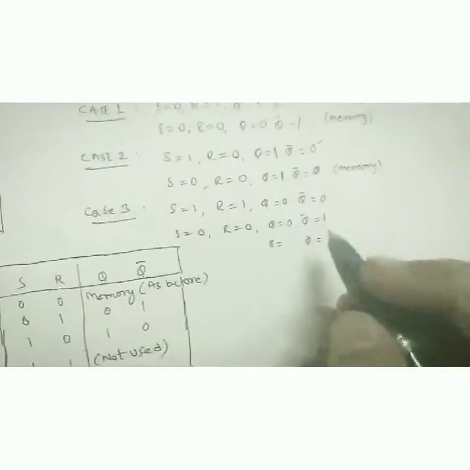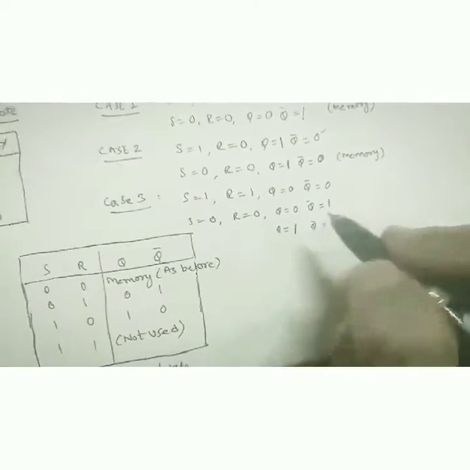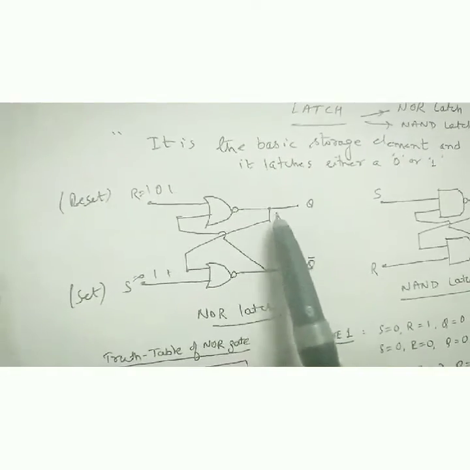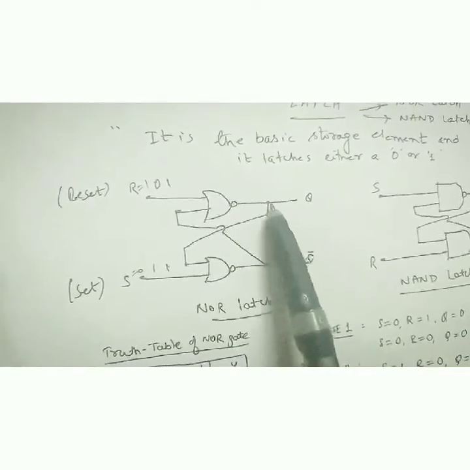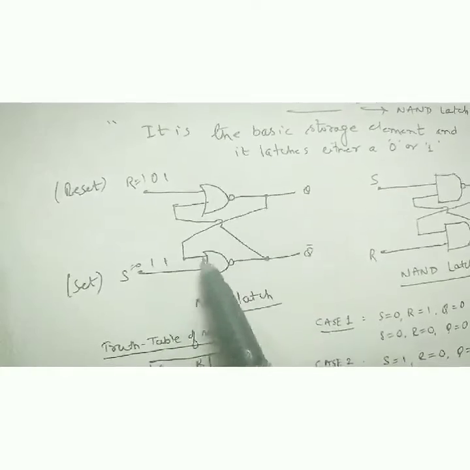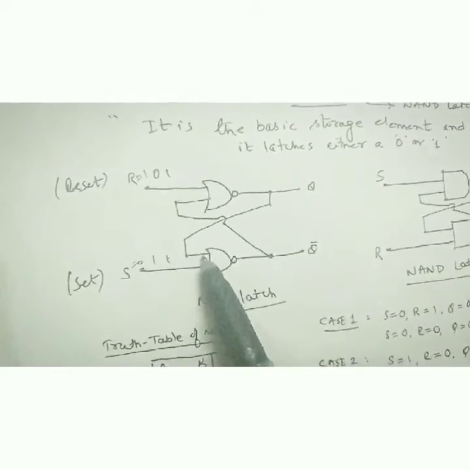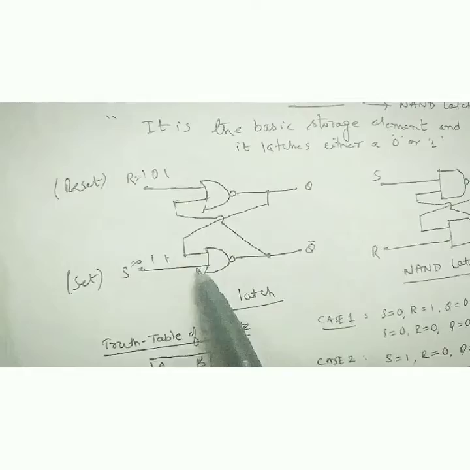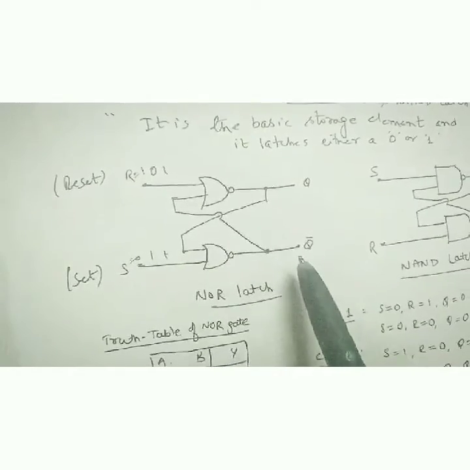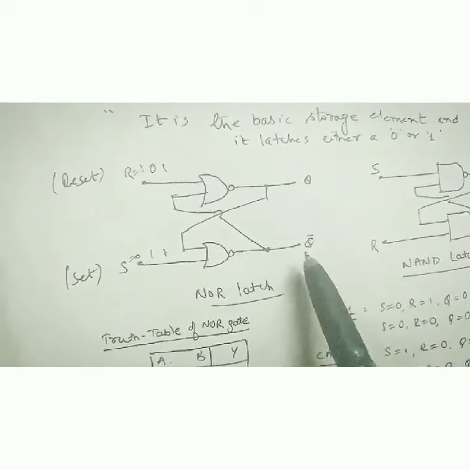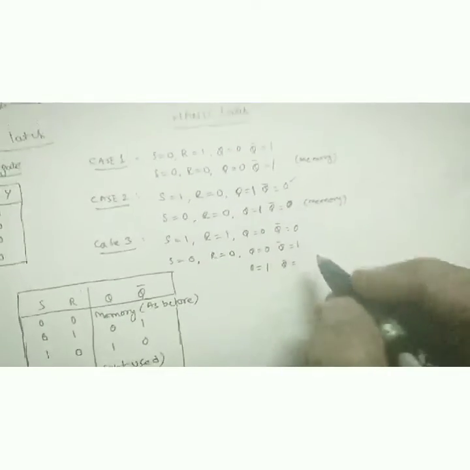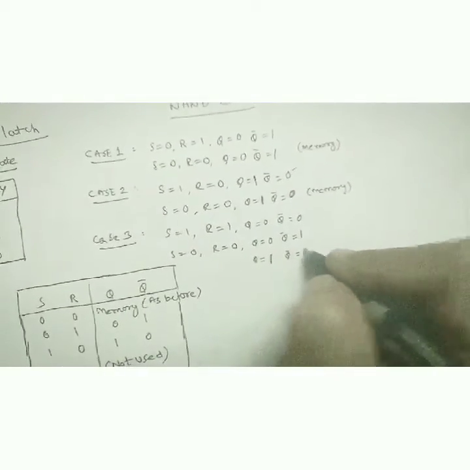So I am writing over here Q to become 1, and since this has become 1, now with this 1 we are getting 1 over here, and this 1 and this 0 will produce the output 0. So this will produce output Q bar to become 0.